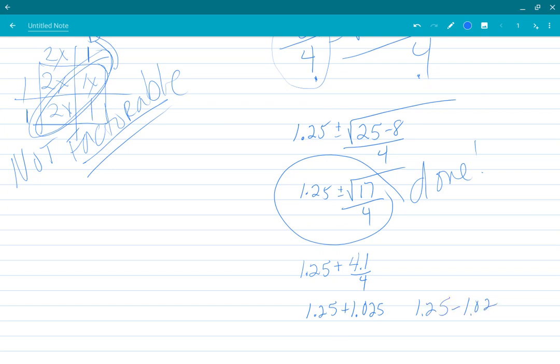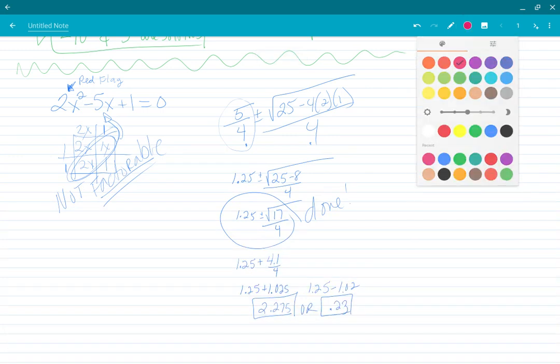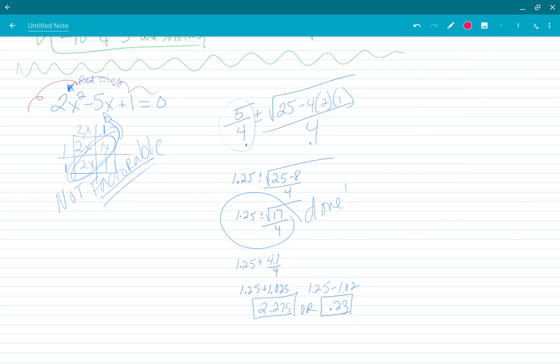So the answers are $2.275 or 23 cents, give or take. So this problem right here would be a good candidate for quadratic formula.